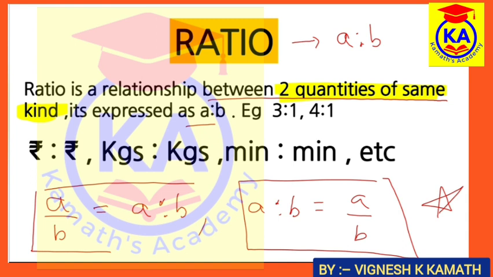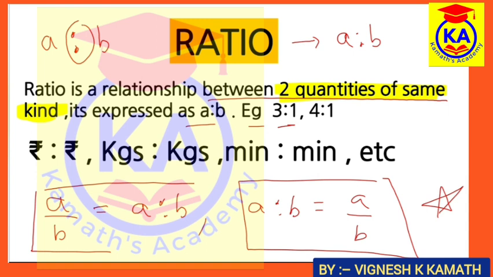Let's see with the example 3 is to 1. These two dots, this colon symbol, is called as "is to". A is to B, 3 is to 1, 4 is to 1 are the examples of ratio.